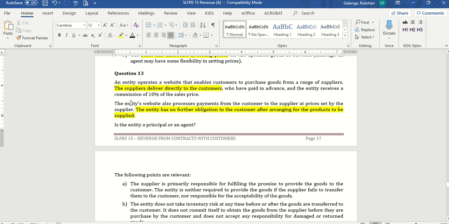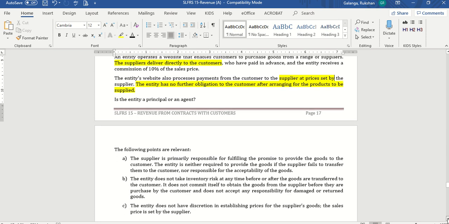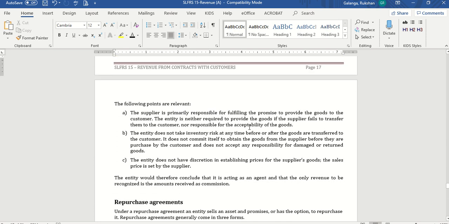Third one, you can see the supplier has set the price. The supplier is the one who has set the price. So in that case, that is also done by the supplier, and the entity is called the principal. So you can read the answer.